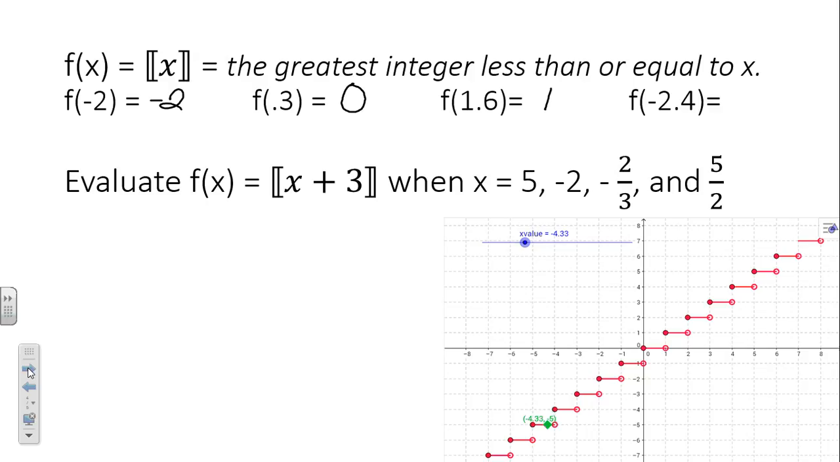And the negatives are what are going to mess you up, if we really think about this. What is the greatest integer less than or equal to negative 2 and 4 tenths?